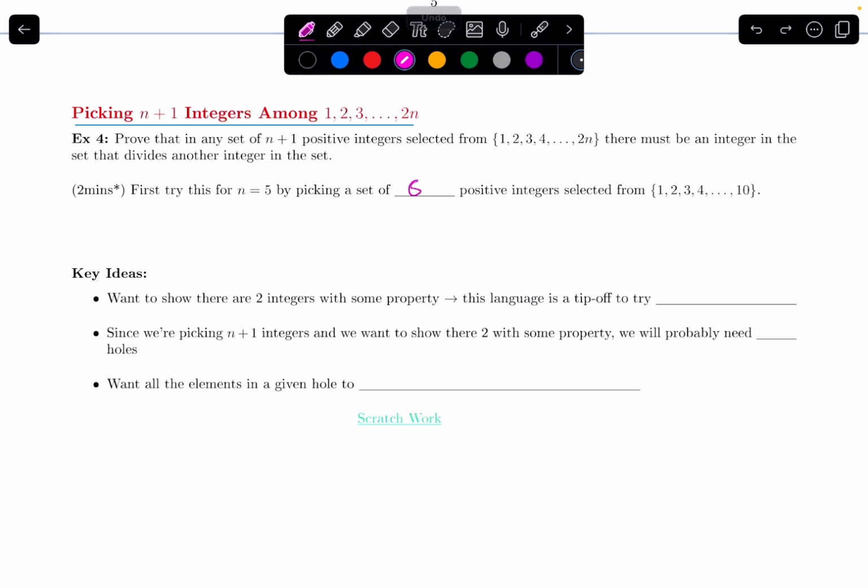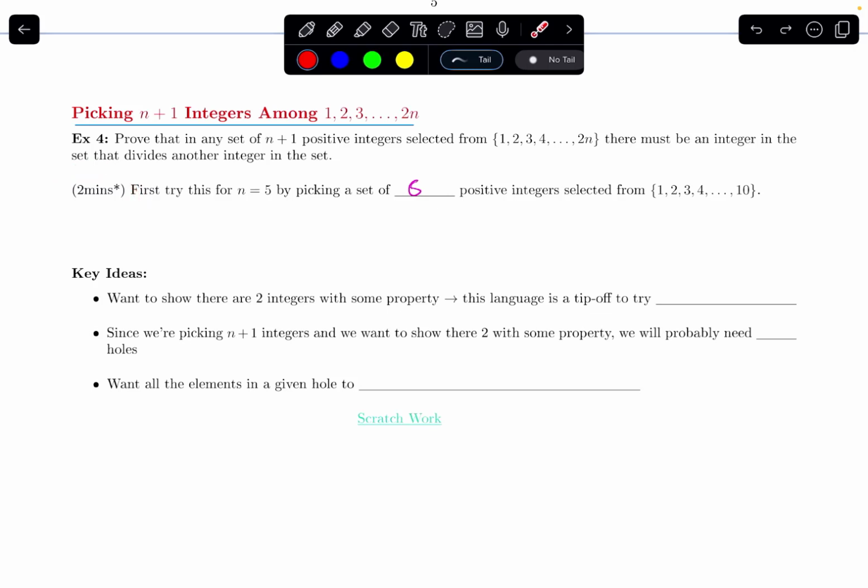So I first want to have you try just picking 2 different sets of 6 integers from this set, and just show that in whatever set of 6 that you pick, there's an integer in that set that divides another integer in the set. So try that for about 2 minutes. Pause it in 4, 3, 2, 1. Pause it and try it.